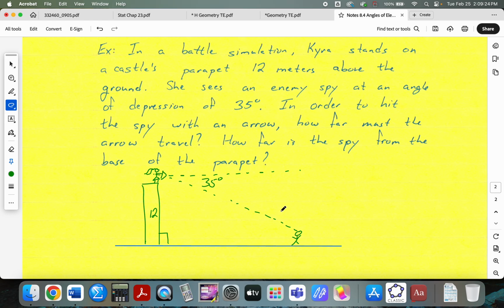We want to know two things. How far must the arrow travel? Well, the arrow is going straight from Kira to the spy. So I'm going to call that A. And we also want to know how far is the spy from the base of the parapet. So from the spy to the base of the parapet, I'm going to call that S for spy.